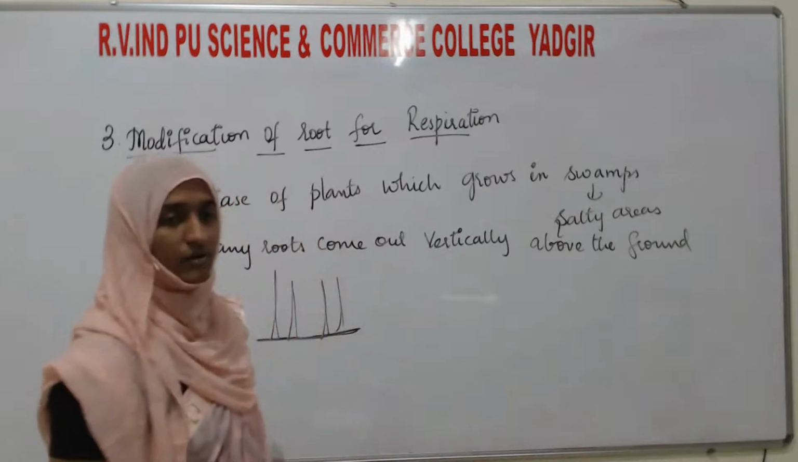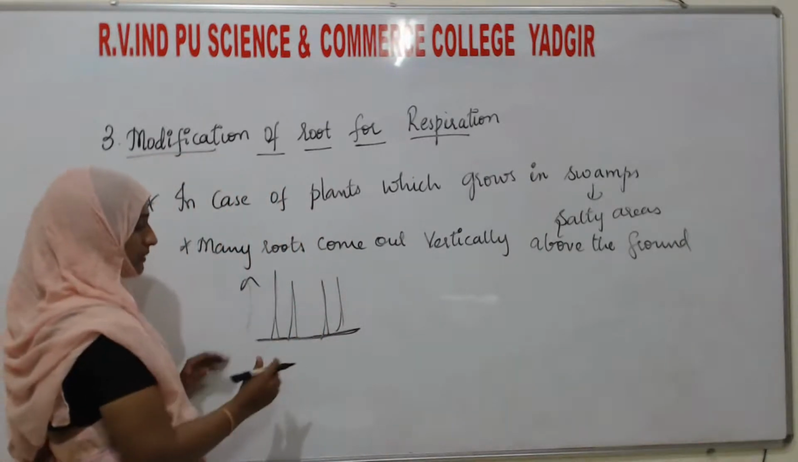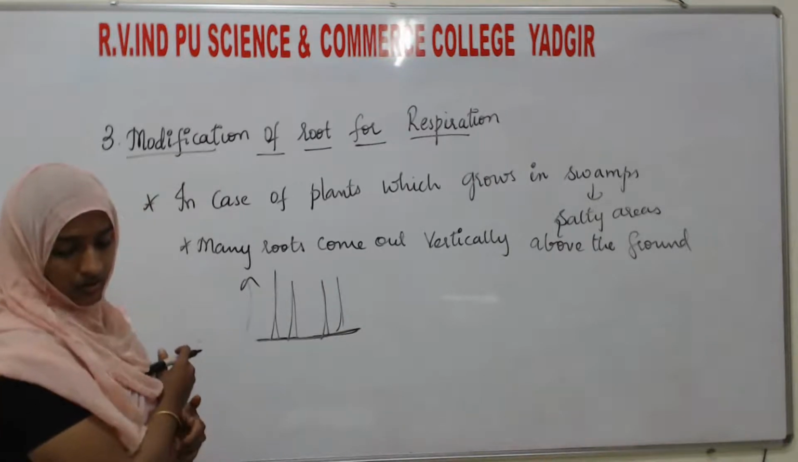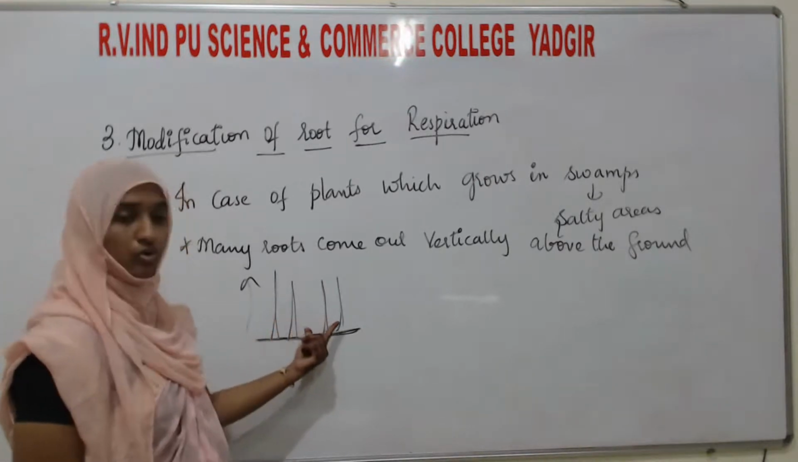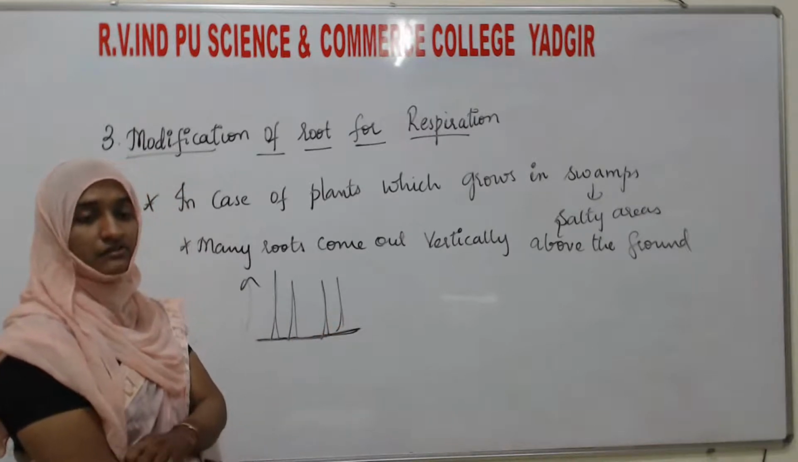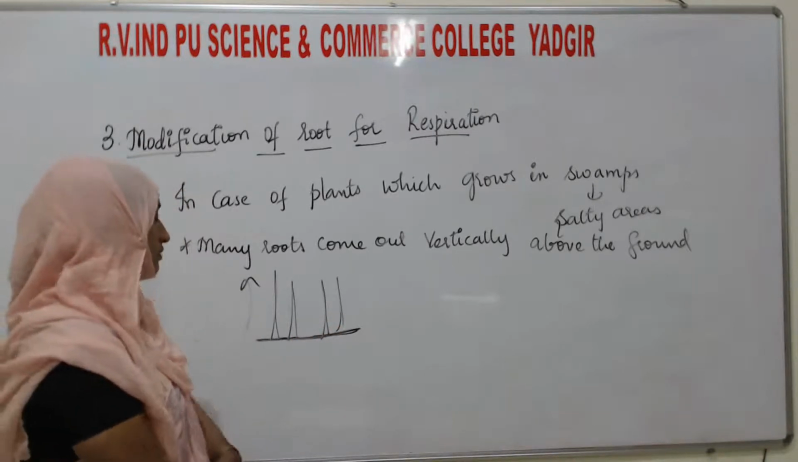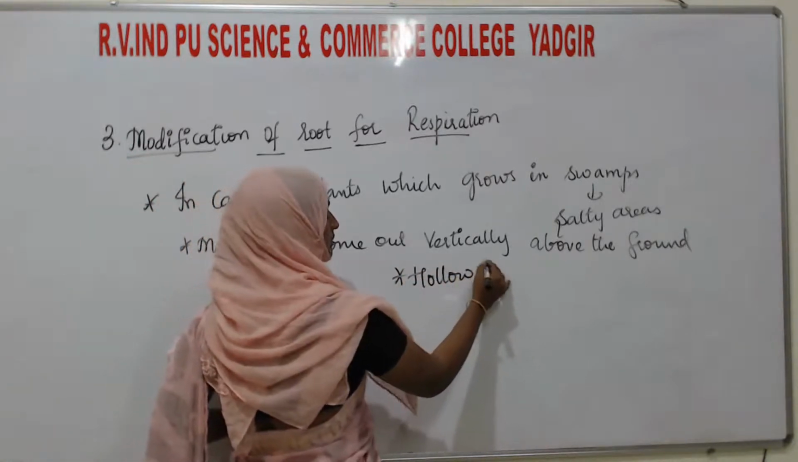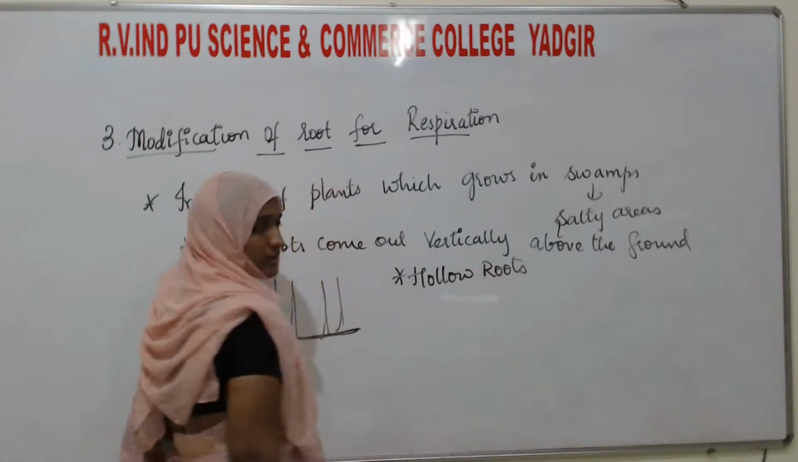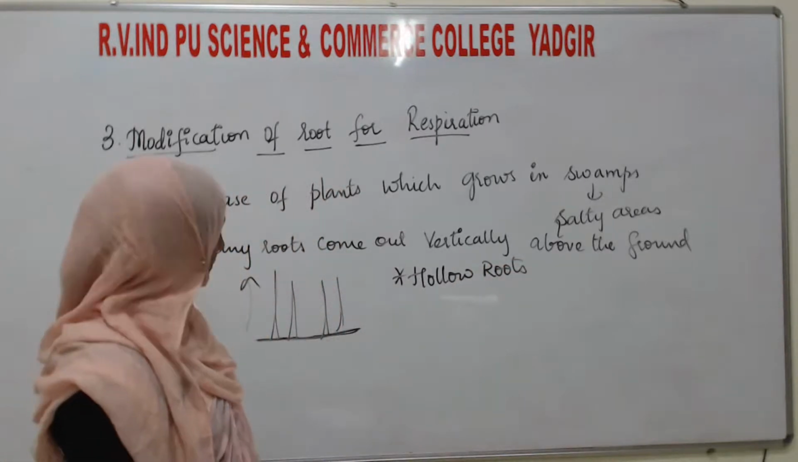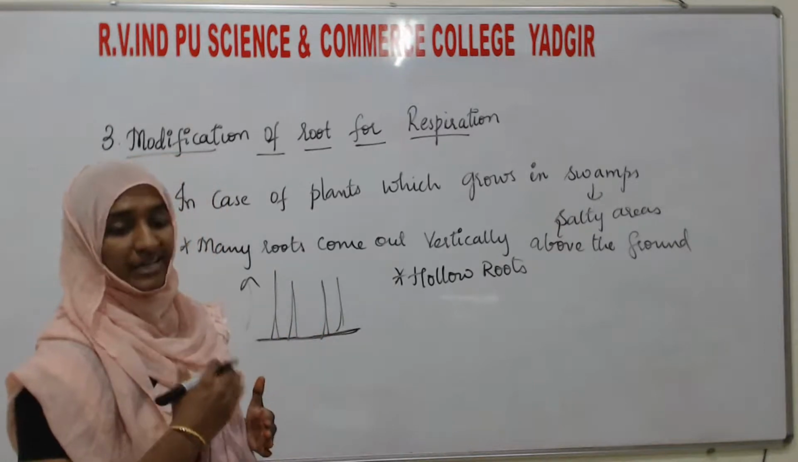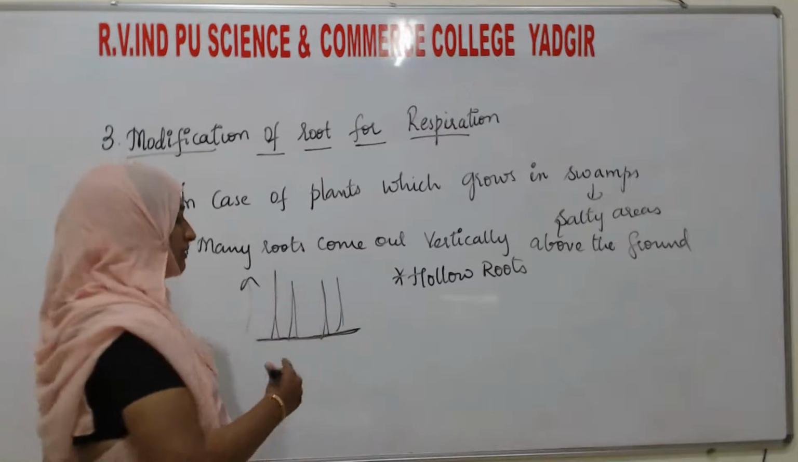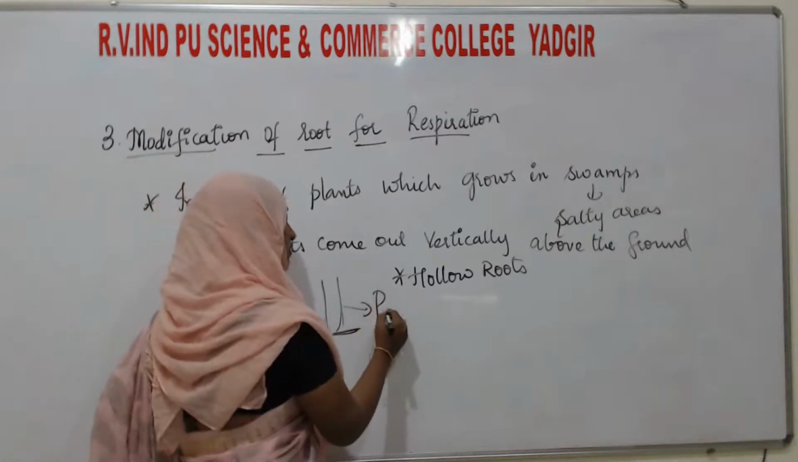You can see how it is going to come out, vertically from above the ground. So these are hollow roots. It is not rigid. Okay, these roots are the hollow roots. And these roots which are present above the ground in a vertical form, going to arise from the ground, are known as the pneumatophores.